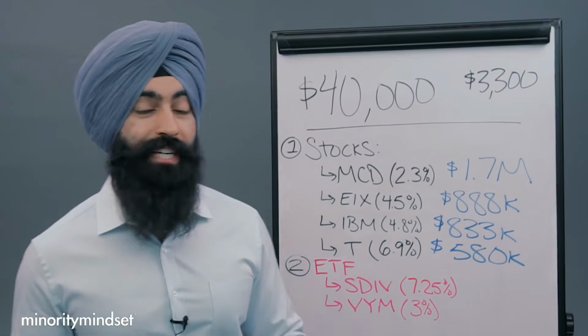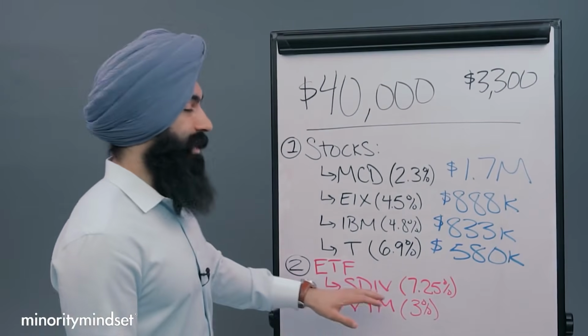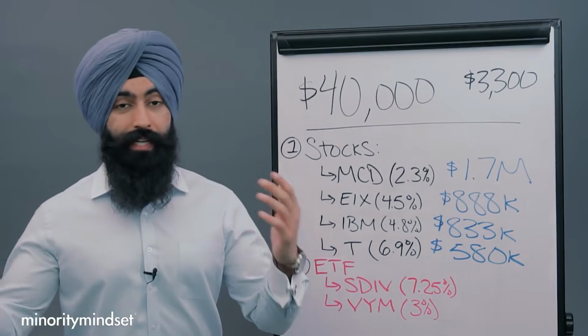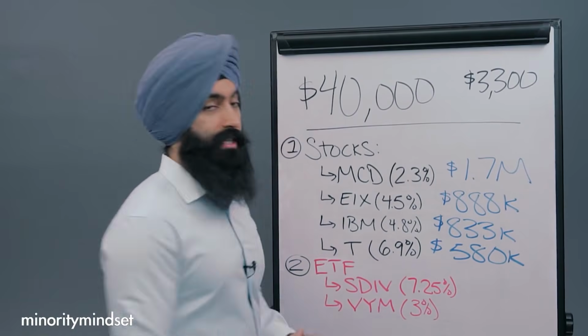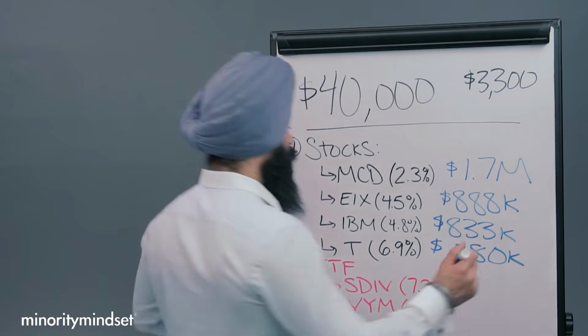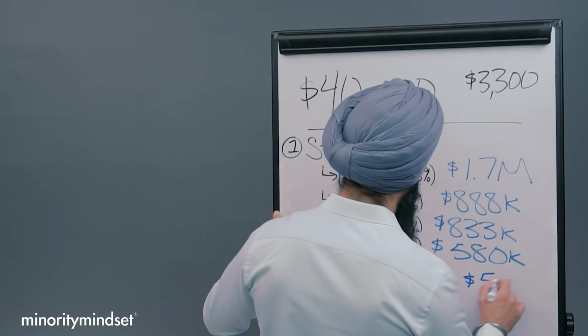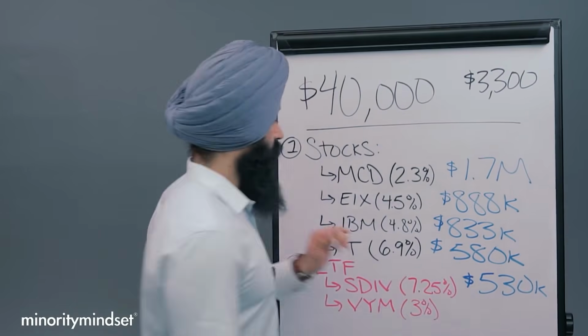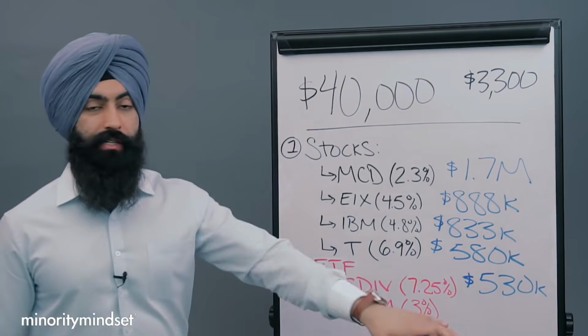So if you're looking for cash flow and you invest your money into SDIV, which is a high dividend ETF, then right now, at the time of recording this video, it is a 7.25% annual yield, which means you would have to invest right around $530,000 today in order to get this $40,000 a year passively.